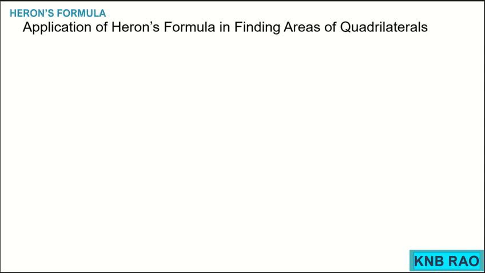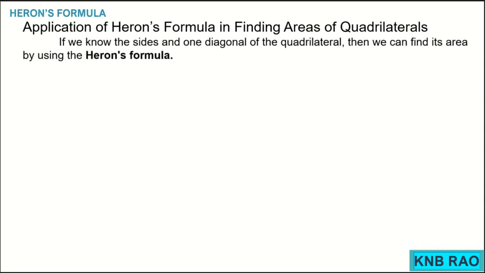How to find the area of a quadrilateral? See children, if at all you want to find out the area of a quadrilateral, you must know the length of 4 sides and one of its diagonal. If you know the length of 4 sides and one of its diagonal, then you can go for finding the area of the quadrilateral using Heron's formula. Let me explain you with the help of an example.